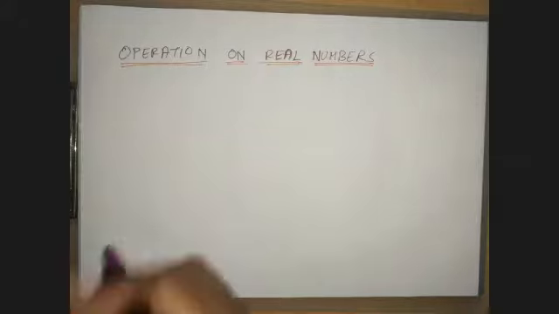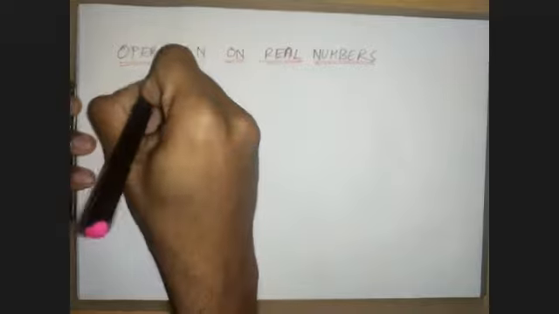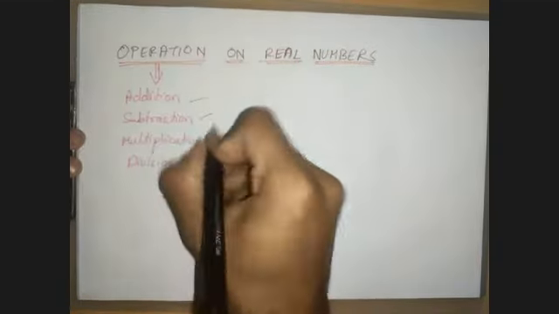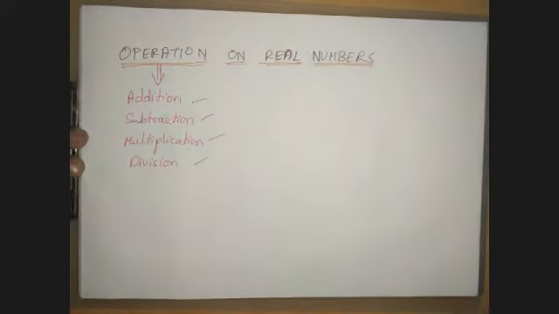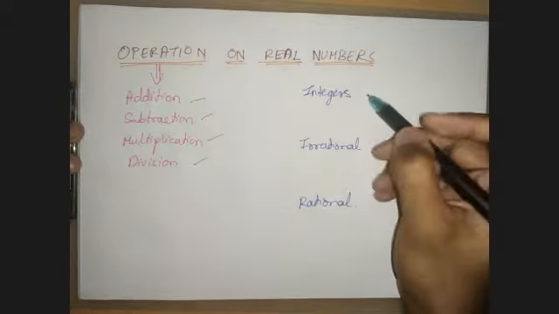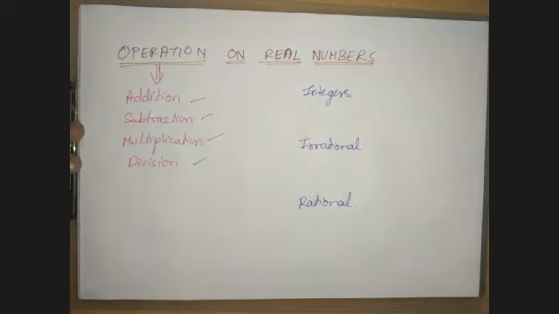So what do we mean by operation? Operation means addition, subtraction, multiplication, division, as we all know. They can be performed on real numbers. As we all know, real numbers can be integers, irrational and rational numbers.